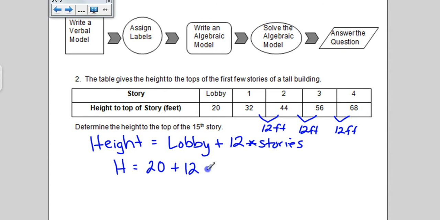And then 12, instead of saying times X or S stories, they told us we want to figure out the height of the 15th story. So I'm going to go ahead and just substitute in a 15 right there. Go ahead and do this on your calculator, 20 plus 12 times 15, and you end up with 200 feet. So from the ground to the top of the 15th story, it's 200 feet.